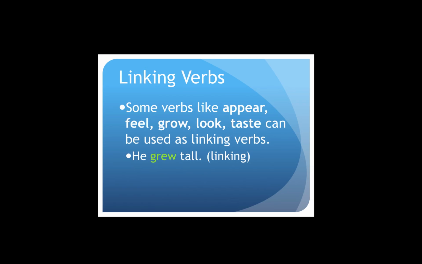Some verbs like appear, feel, grow, look, and taste can be used as linking verbs. He grew tall, where grew is linking he to tall, the adjective. But we can also have it as an action verb where he grows corn, which tells you the action he is involved in.